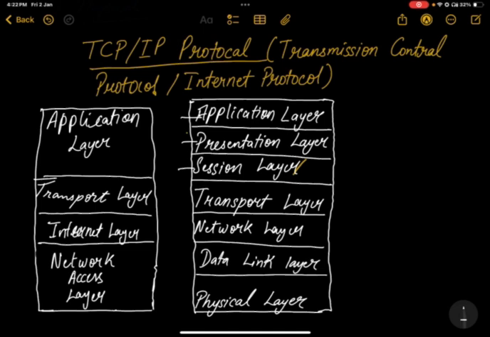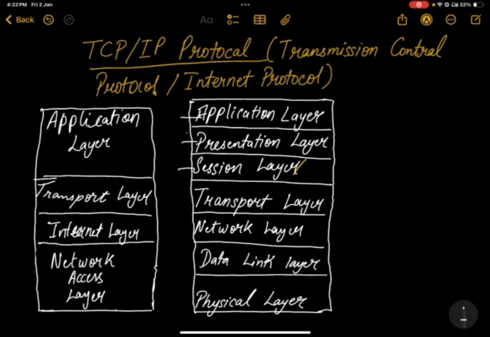The next layer is the transport layer. This layer ensures end-to-end communication between devices. It is similar to the transport layer in the OSI model. This also contains two protocols, that is TCP and UDP. It controls flow, error handling, and data segmentation. The third layer is the internet layer. It is responsible for logical addressing and routing. It uses IP to assign IP addresses and protocols like ICMP for error reporting. This layer determines the best path for the data packets to reach the destination.